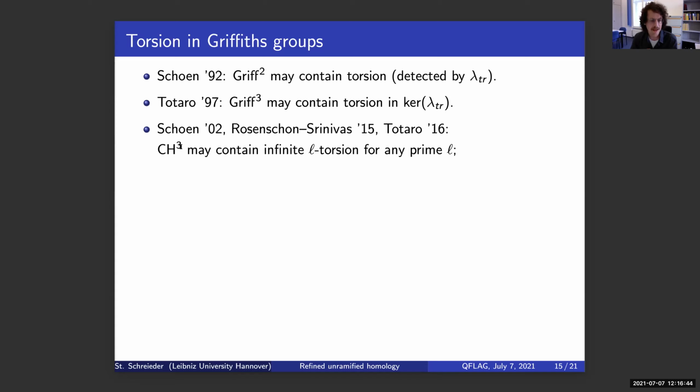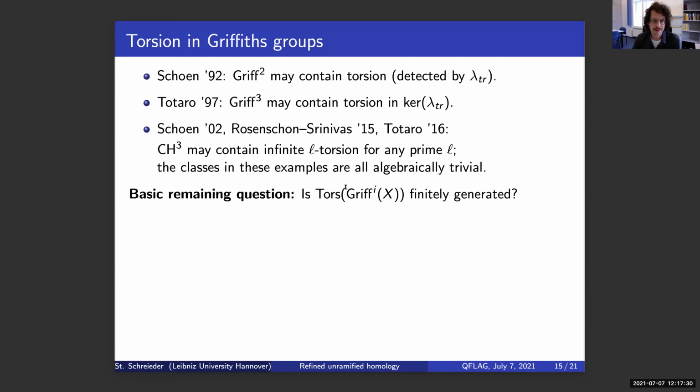So people observed that if you don't look at the Griffiths group, but at the Chow group, then there may be infinite l-torsion for any prime l. Chow groups, of course, may contain infinite torsion, like an elliptic curve has infinite torsion in Chow 1. But for a fixed prime, it will be finite for the elliptic curve. So it's reasonable to ask whether the l-torsion is always finite. And this is not the case for Chow groups. But in all these examples, these classes are all algebraically trivial. So they do not give infinitely many classes in the Griffiths group.